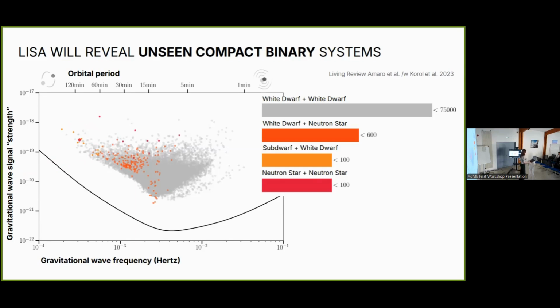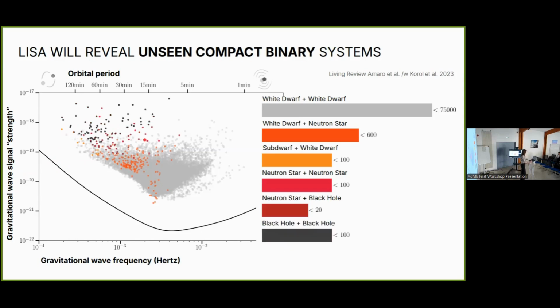We'll also see some double neutron stars here on the top, and of course binary black holes, as well as binary neutron stars and black holes. And you see that all of those will be orders of magnitude less numerous than double white dwarfs. So I will focus on the double white dwarf binaries from now on.